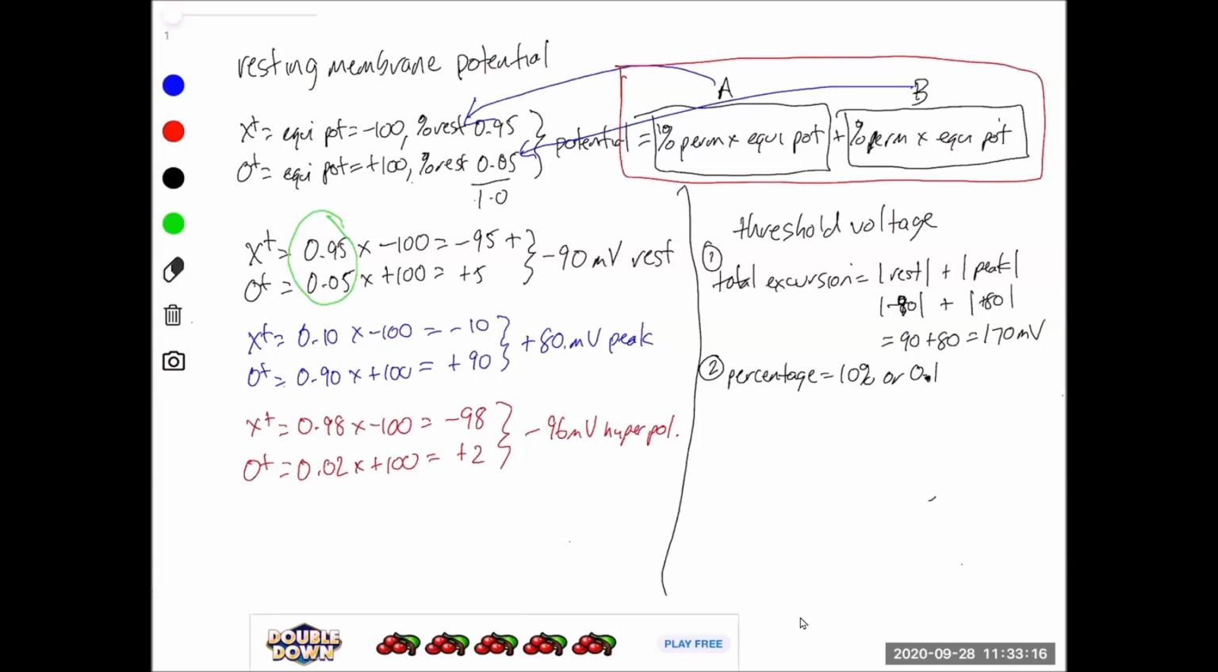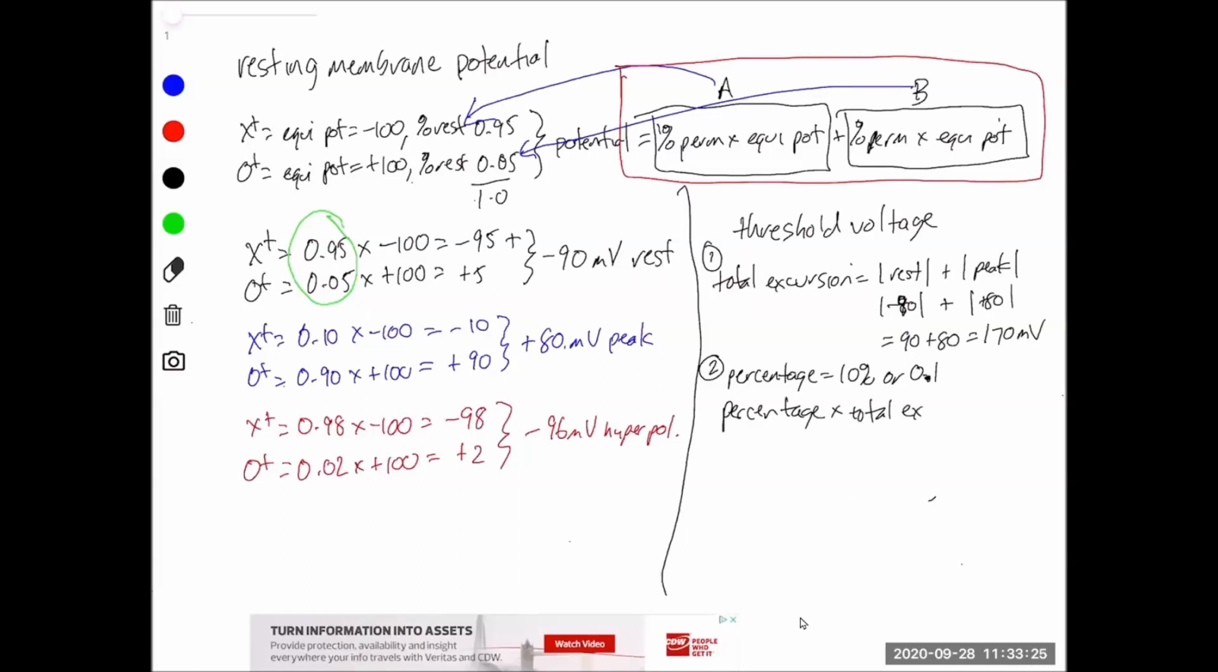So the percentage is 10% or 0.1, and you take that and multiply it by the total excursion. So in this case, I get 0.10 times 170, that equals 17 millivolts. But I'm not done yet, because that's how much I have to move from rest to get to threshold.